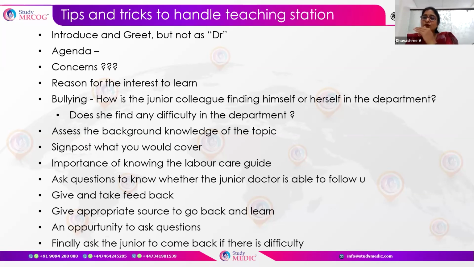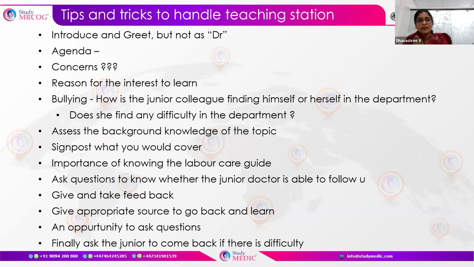Even if you don't find time at the end, like what I did, if you say, I'll give you the source from where you can read, then that could actually get you a bit more marks. And you'll have to say why it is important. Ask always, not only about the labor care guide, anything about teaching. If it is a CTG, tell them why it is important. Ask questions in between, whether you were clear. That is something very important.